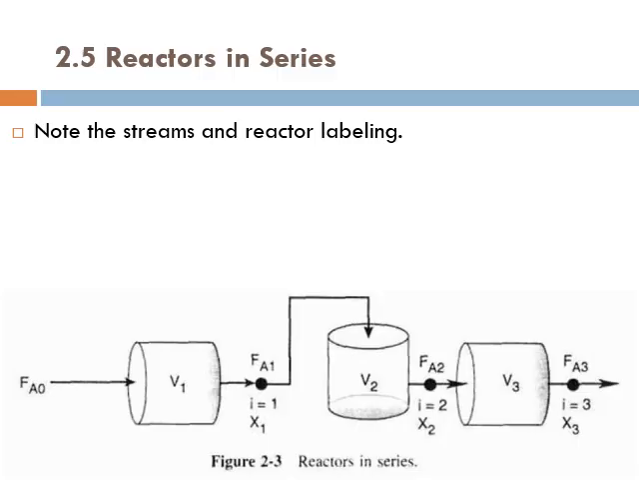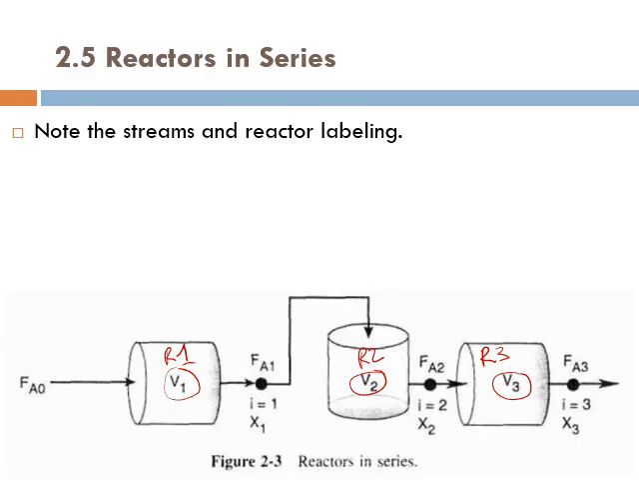Reactors in series. Let's note the streams and reactor labeling. Here we have a bunch of reactors in series, and let's notice how we name them. We have 3 reactors, so the first reactor will be R1, with volume V1. The second reactor will be R2, volume V2. The third reactor is R3, and the volume is V3.